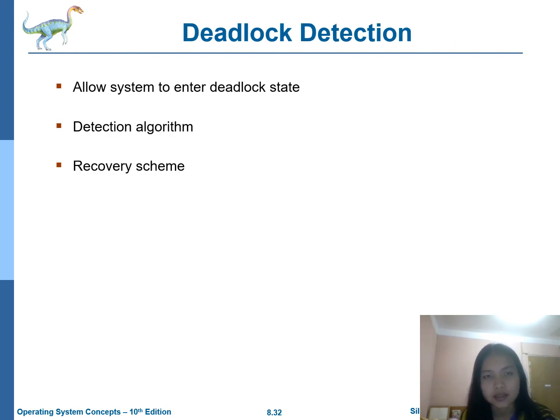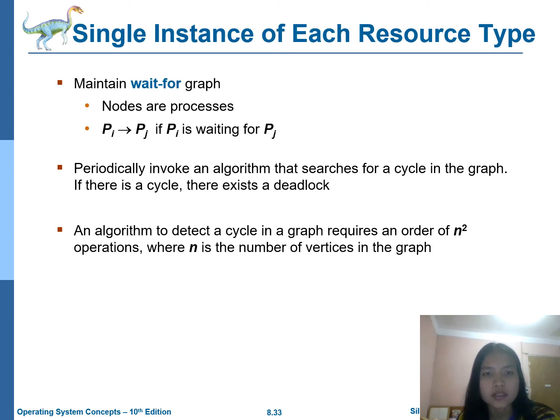Deadlock detection allows the system to enter a deadlock state, followed by a detection algorithm and recovery scheme. With a single instance of each resource type, maintain a wait-for graph, where nodes are processes. Periodically invoke an algorithm that searches for a cycle in the graph. If a cycle exists, there is a deadlock.